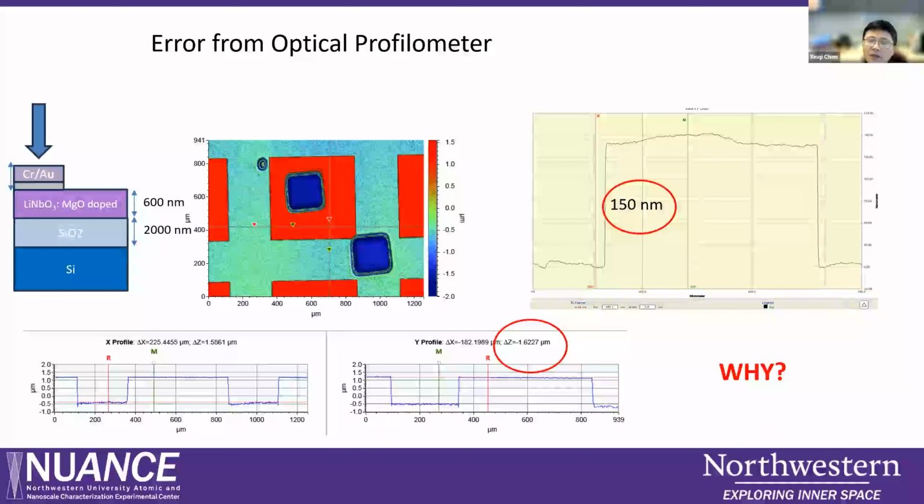So why is the result different? Based on our common sense, if you do a device with metal coating, typically you do like 100, 200 nanometer. You don't need to do 1.5 micron. So it looks like the optical gives you wrong information.